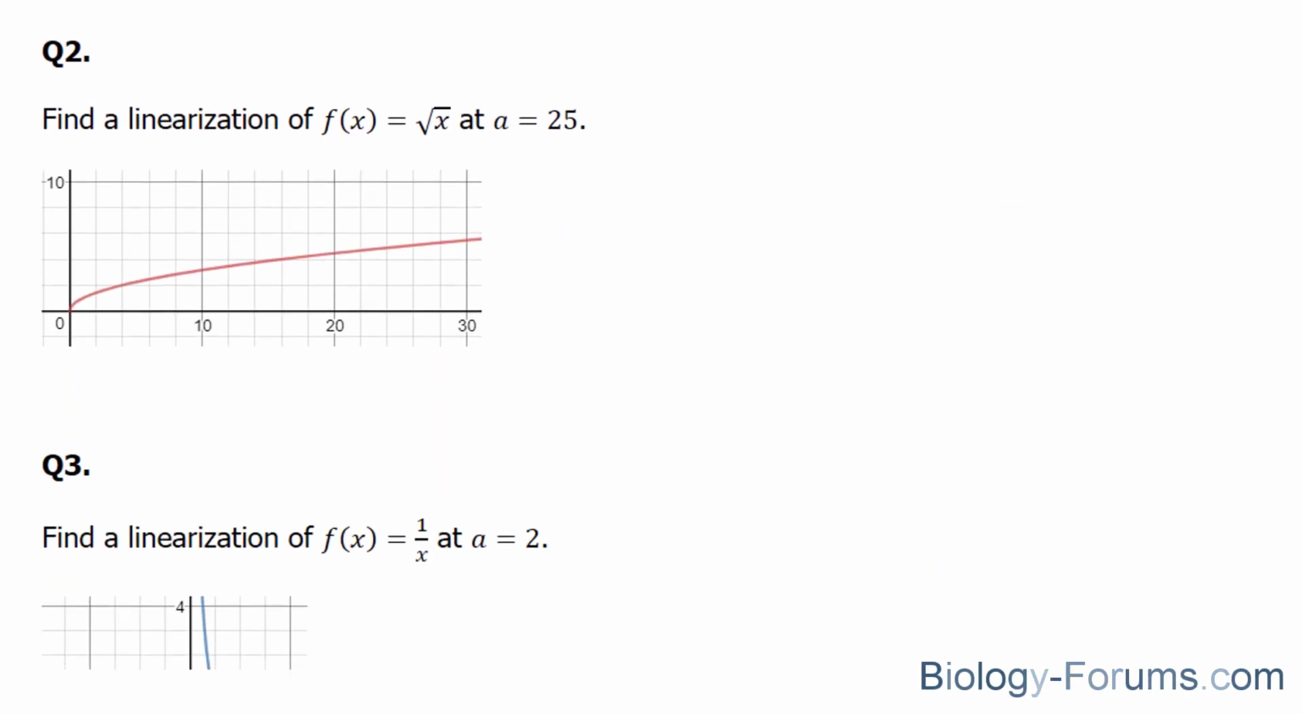In this question, they are asking us to find a linearization of f at x is equal to the square root of x at a is equal to 25. Let's start off by finding out what f at a is equal to 25 is equal to. We end up with 5. And similarly, we will now find the derivative of f of x. And remember, this radical is the same thing as saying x to the power of half, so we can actually use the power rule here quite easily. 1 over 2 square root of x.